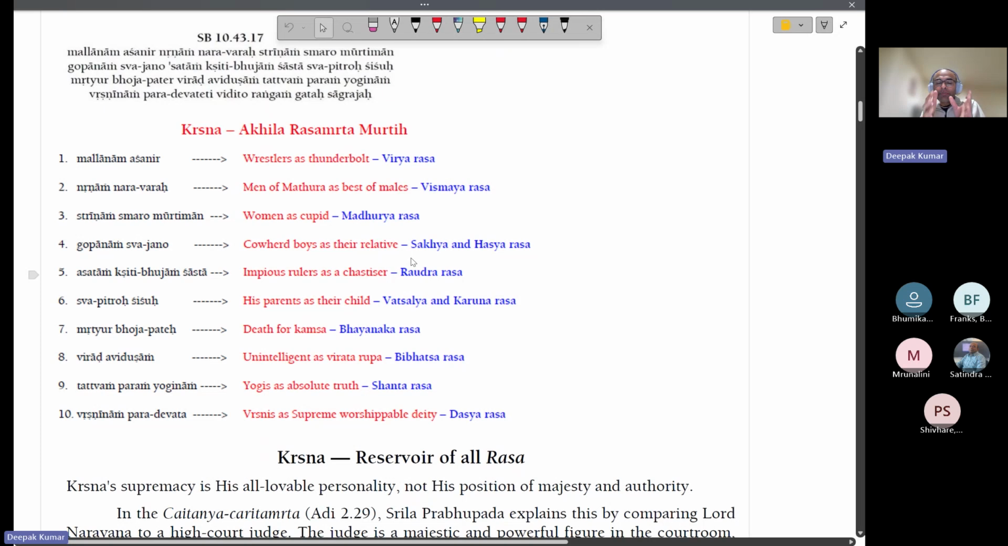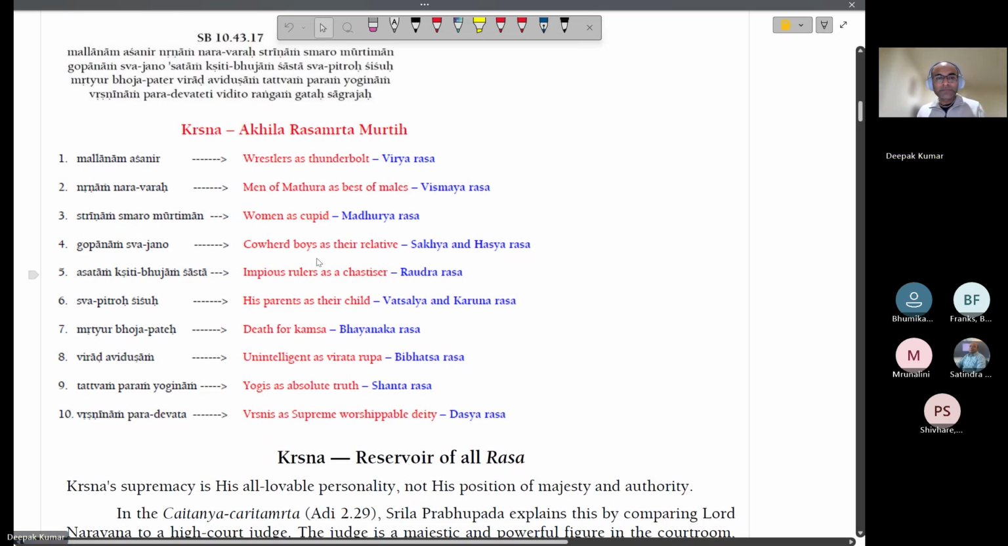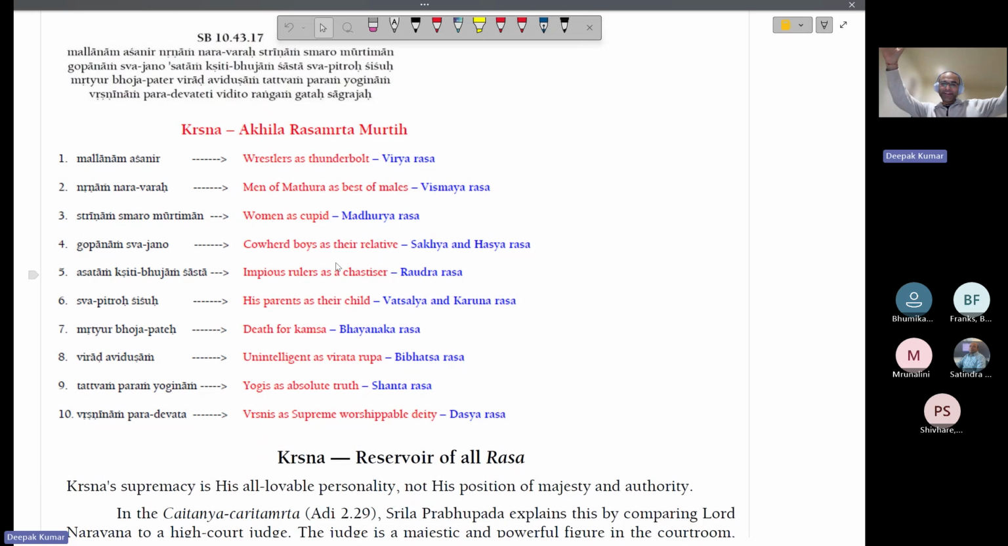Madhurya Rasa. A group of people are thinking, oh, Krishna is just like a Cupid. He's just charming our heart. My heart is not with me. I just want to jump and touch him. Then there are groups of people who are cowherd boys and their relatives. They're thinking, oh, my friend has come, and they're laughing. And look what he has done, which he always does. So Sakhya, friendship, and Hasya, which is an English word, laughter. Somebody help me.